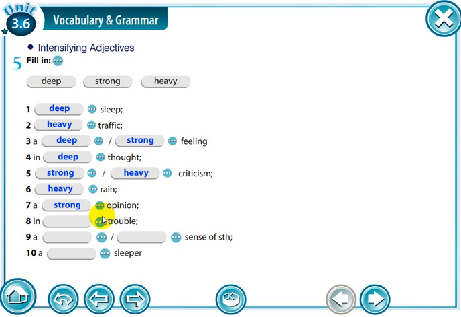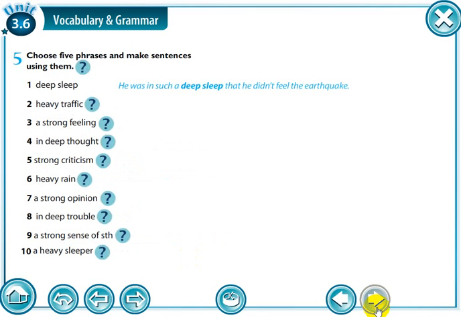Opinion, strong opinion. Trouble, deep trouble. And when I talk about sense of something, I say deep sense of something or strong sense of something, and of course heavy sleeper. Although I say deep sleep, I say heavy sleeper when I talk about a person. Okay, let's go again. Okay, these are some examples.